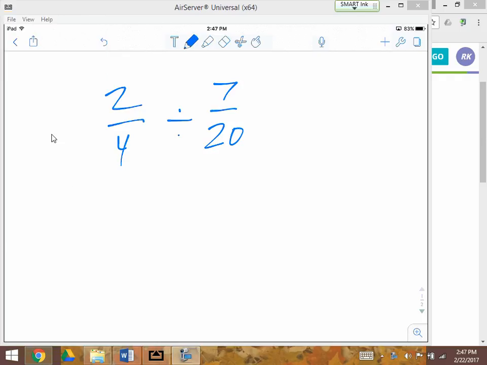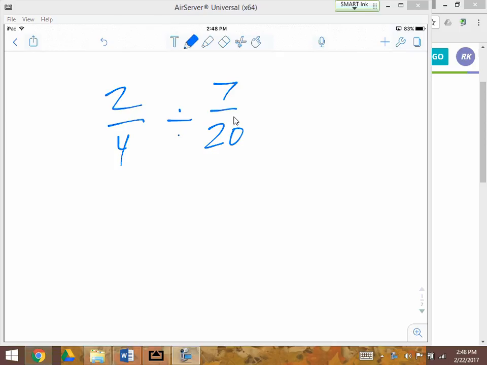All right, so when we're dividing fractions, 2/4 divided by 7/20, we don't ever actually divide by fractions. Instead, we change the problem to a multiplication problem. So instead of dividing by 7/20, we're actually going to multiply by its reciprocal.